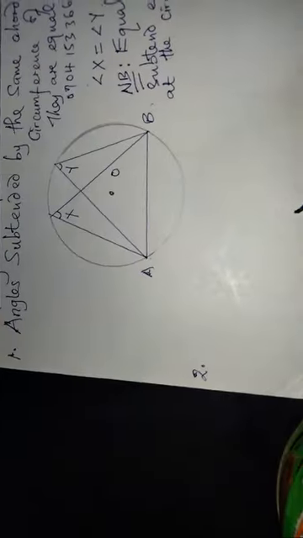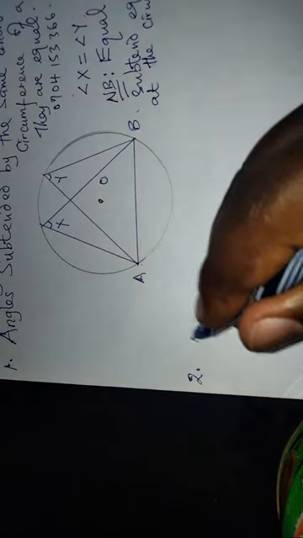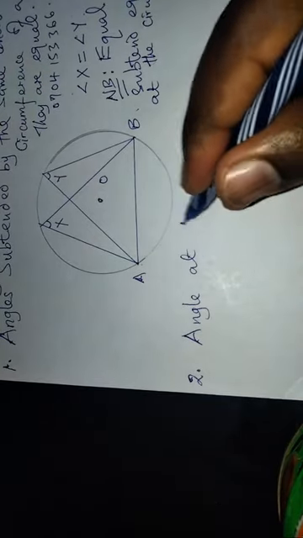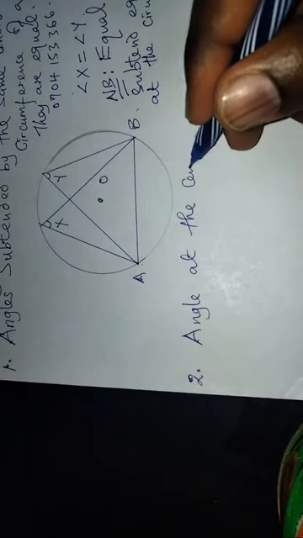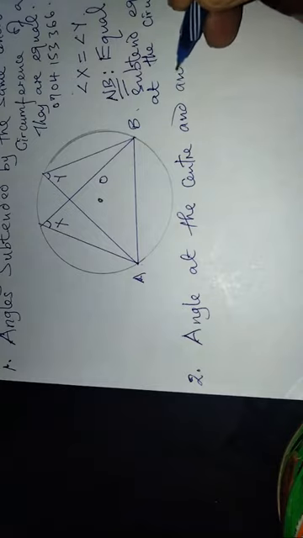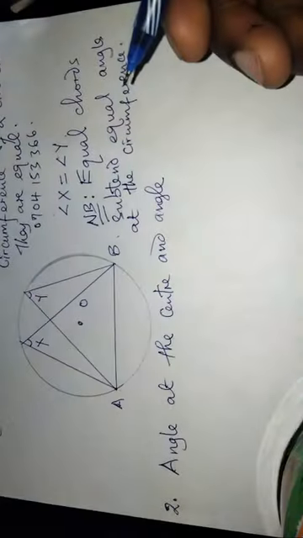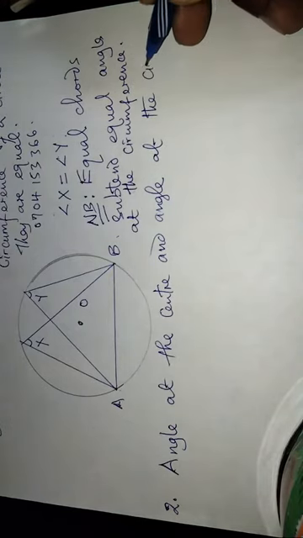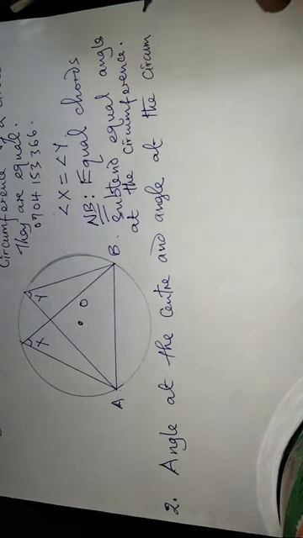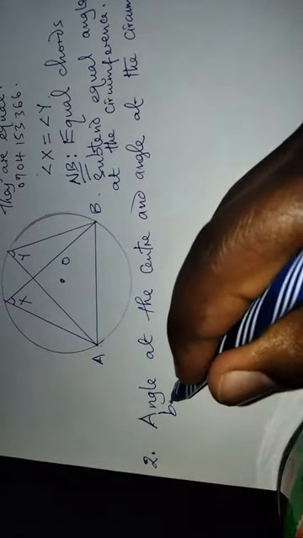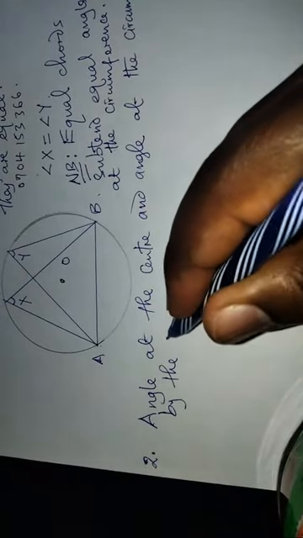We can go to another property. We can look at the relationship between the angle at the center of a circle and the angle at the circumference of a circle by the same chord.